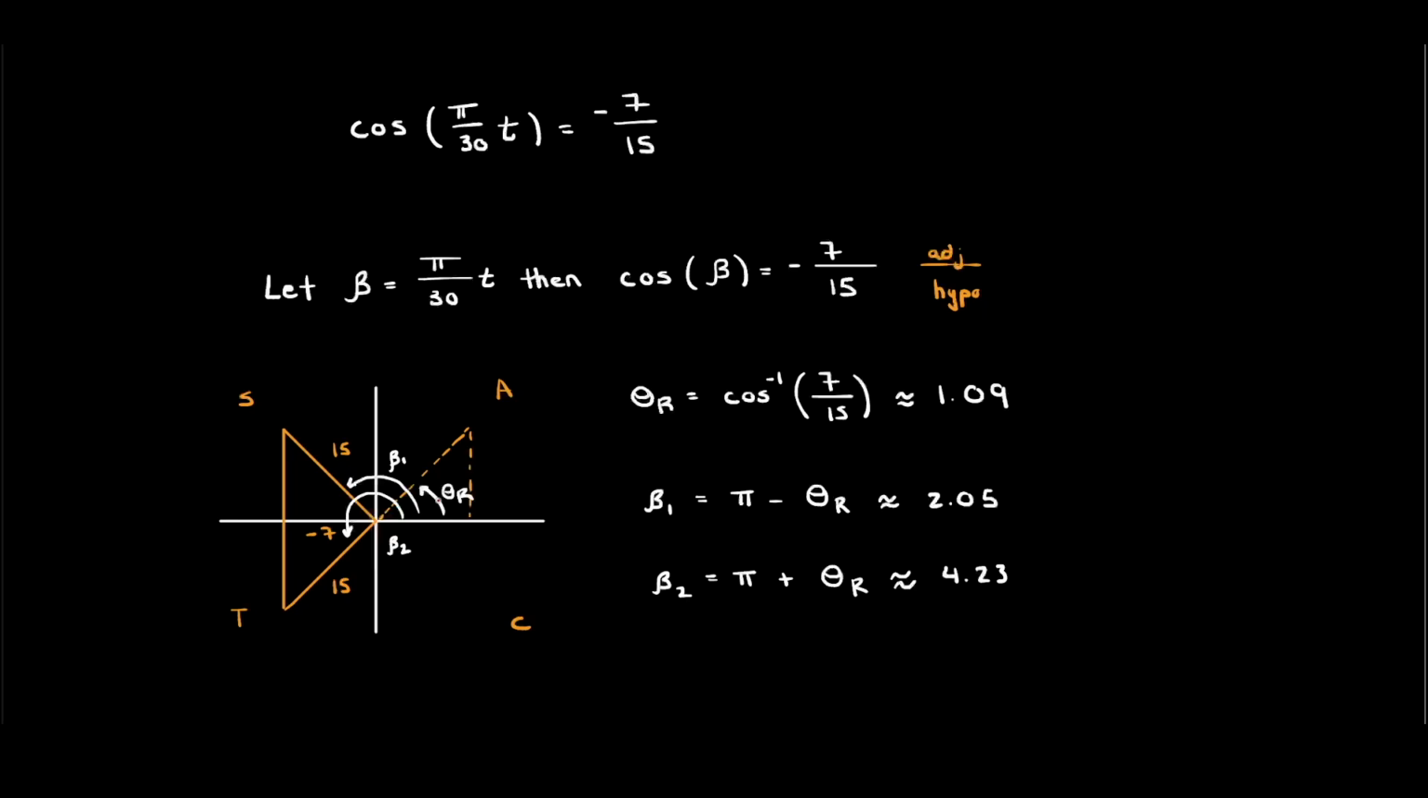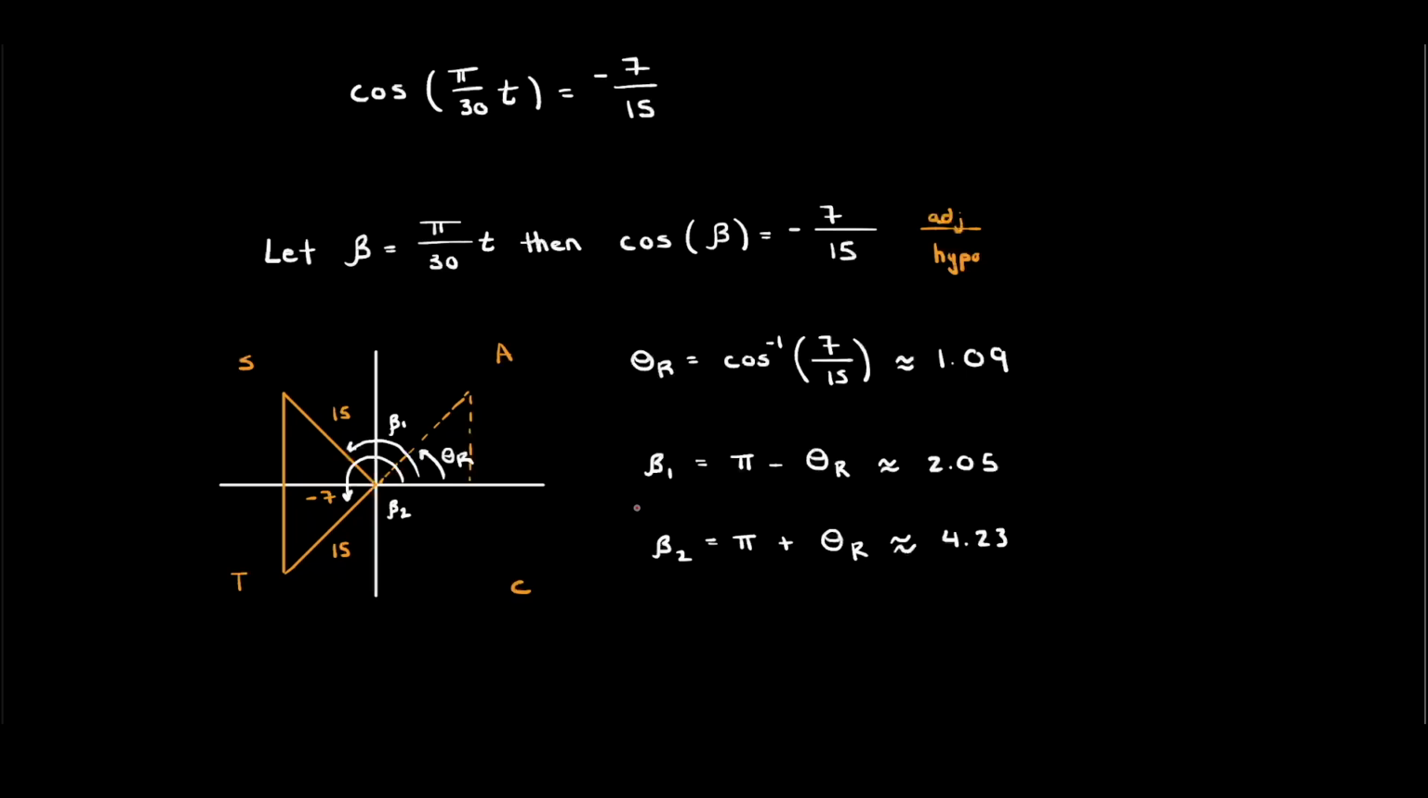In order to find these two angles, beta 1 and beta 2, let's first find the reference angle. The reference angle lies in the first quadrant, in which we take the arc cosine or the cosine inverse of just 7 over 15 without any signs. And we get a value of 1.09 radians. Now we can find beta 1 and beta 2 no problem, because beta 1 is just pi take away the reference angle, and that gives us a value of 2.05 radians. And beta 2 is pi plus the reference angle, and that gives a value of 4.23 radians.